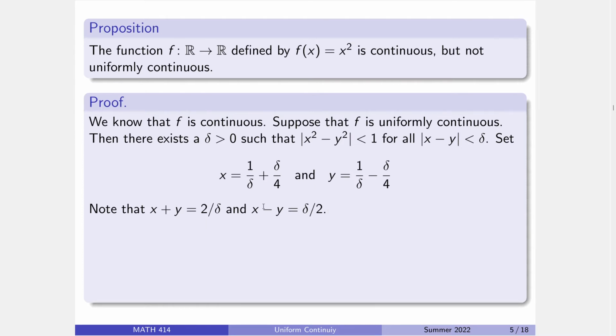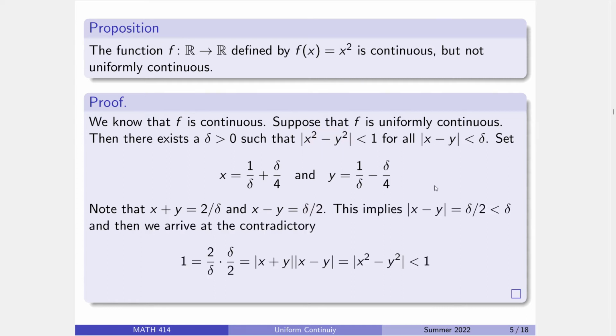Okay. All right, so note that the sum is 2 over delta, and the difference is delta over 2. All right, so we know their difference is less than delta. Note what their product is going to equal. Their product's going to equal 1, isn't it? Oh, yeah, that's true. What's their product equal to? Oof, I'm a goof. 1 strictly less than 1.